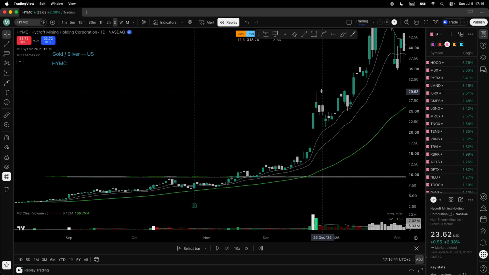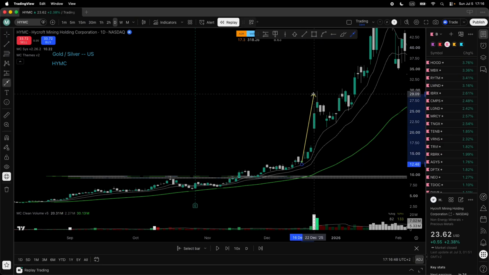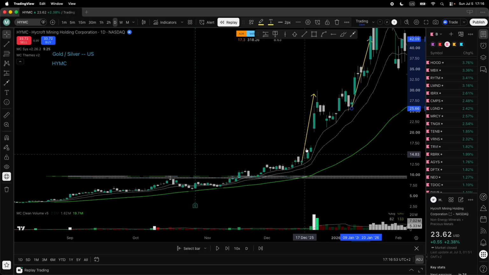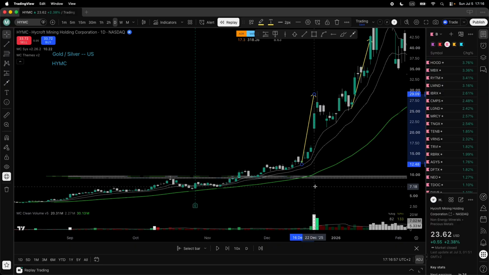Okay, that's the basic structure of a continuation setup, because you are expecting price to continue moving up. So you have to come from a move up, which could last 1 day, 2 days with very strong volume, or it could last 5 days, even 2 weeks, 3 weeks, whatever. And the less overlapping in the candles in the previous move, the better. The more volume, the better.